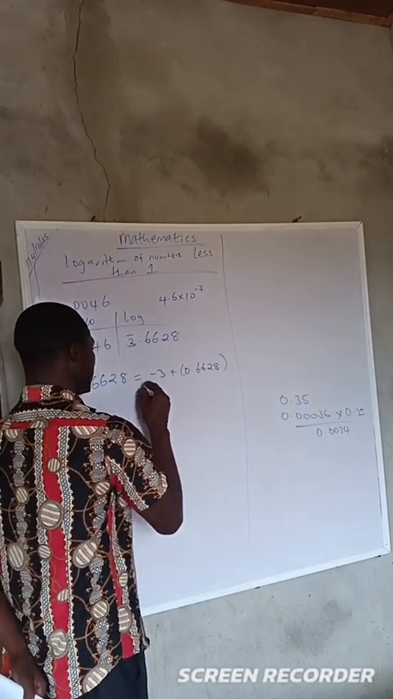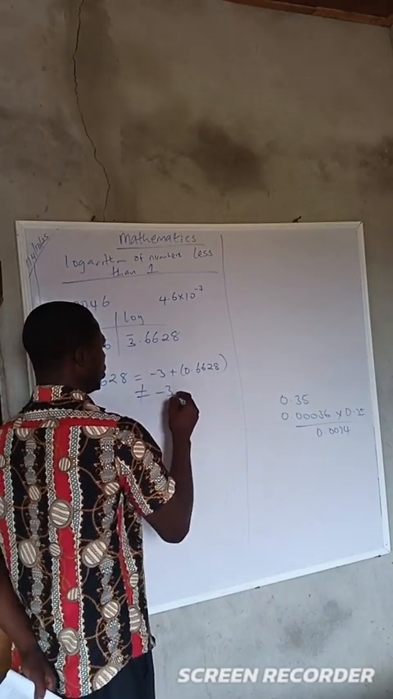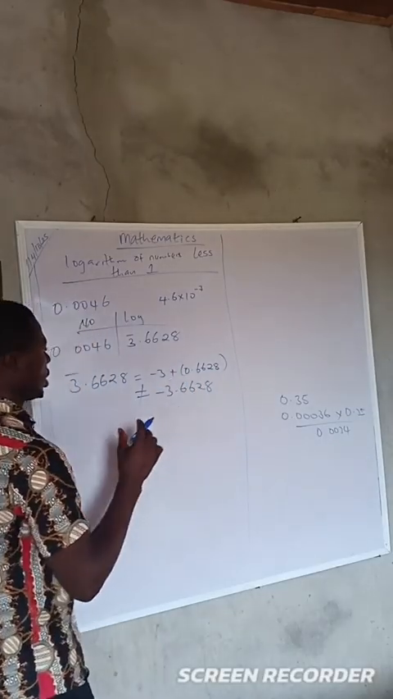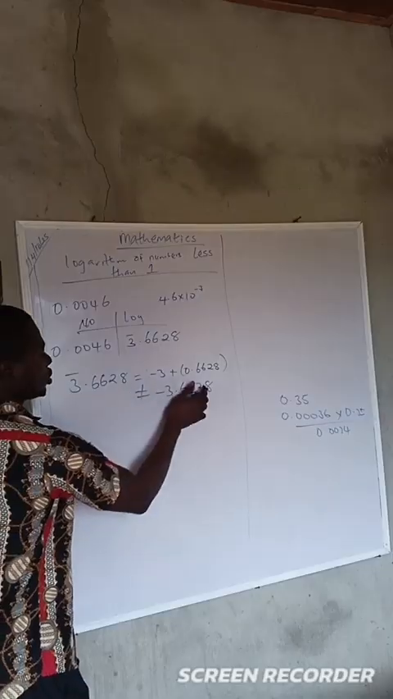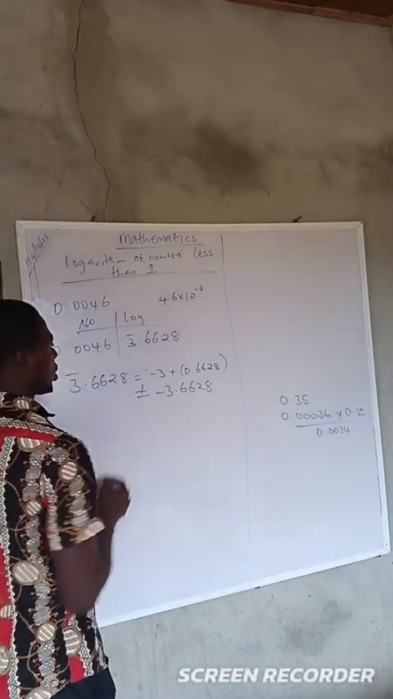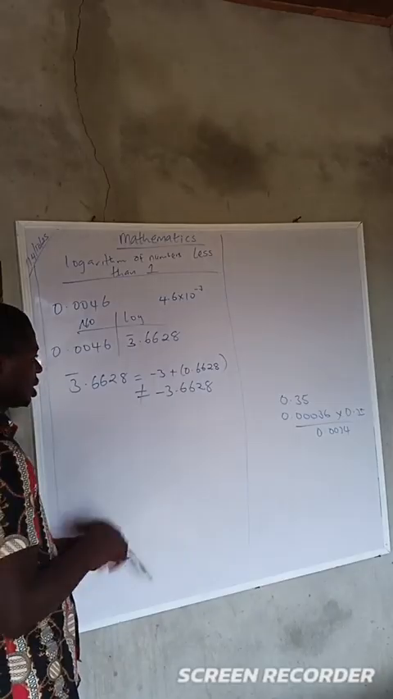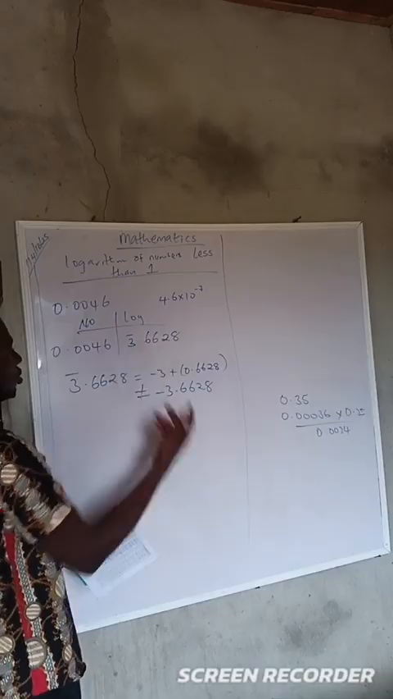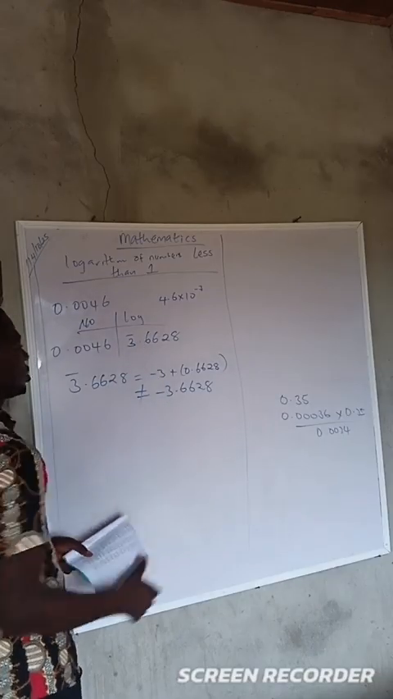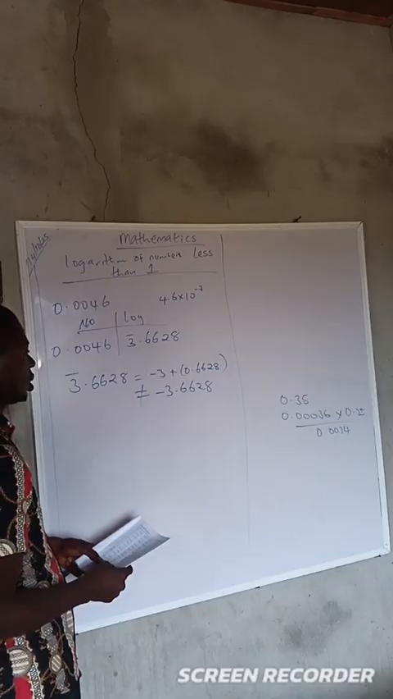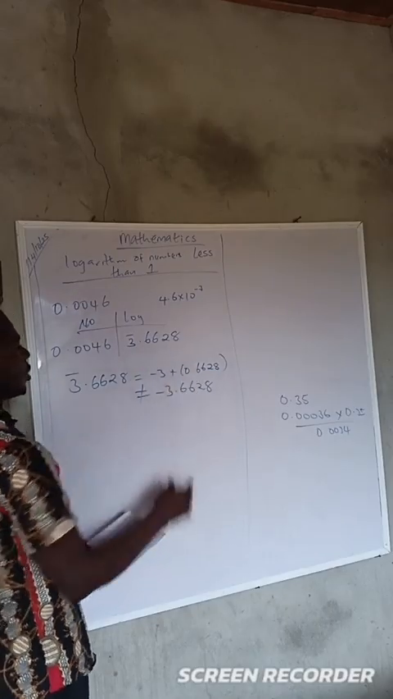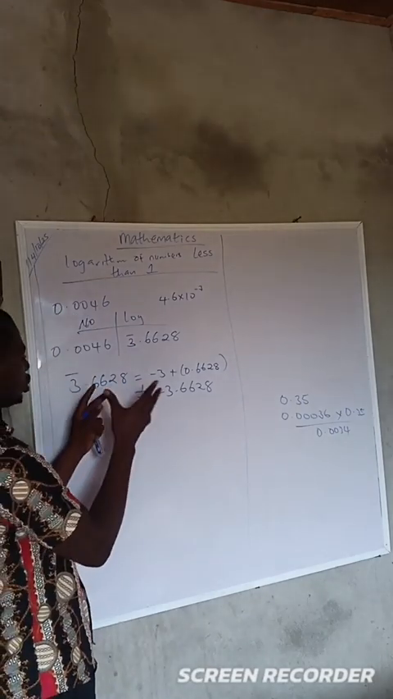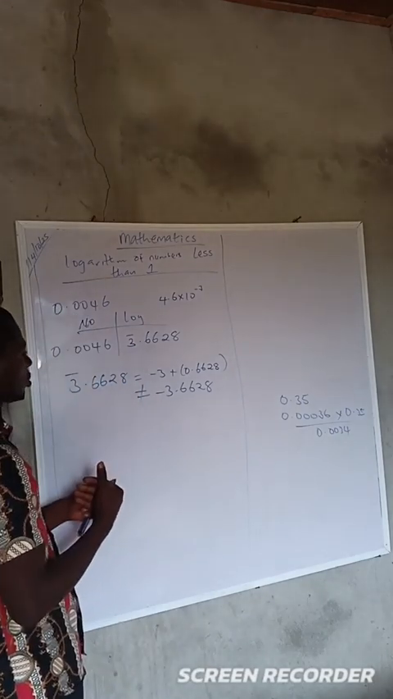It is not the same thing as minus 3.6628. Don't mix it up. This is quite different. It's not equal to this, but it's equal to this. So take note of that, because when we are going to perform some operation on all these numbers, you don't mix it up and say this is minus 3.6628. No. But it can be the same thing as minus 3 plus 0.6628. So I think that's about what you need to know about this introduction.